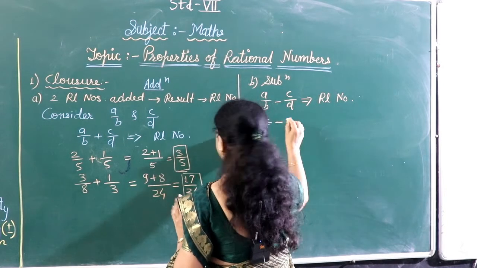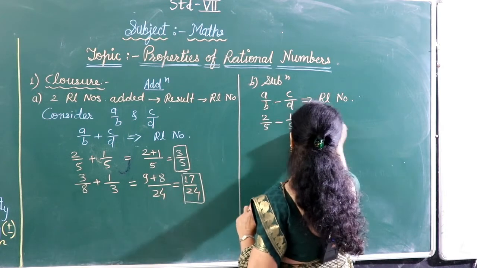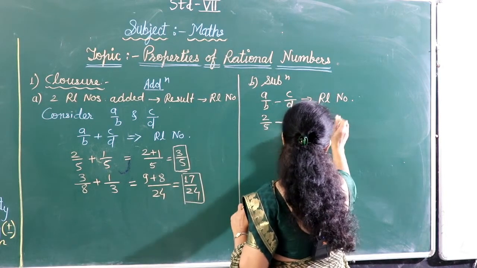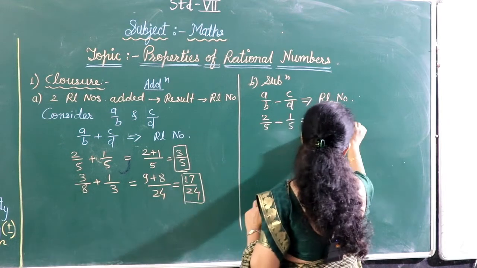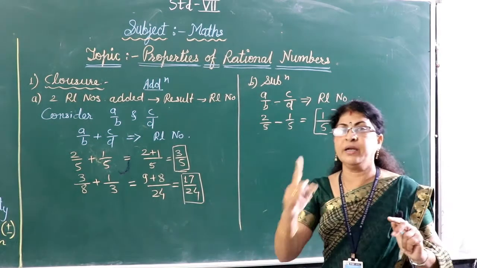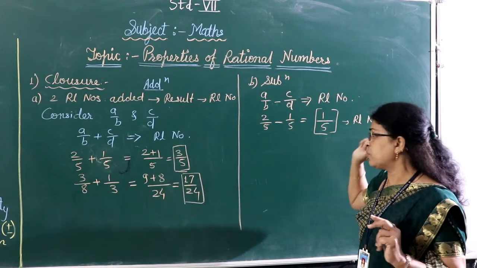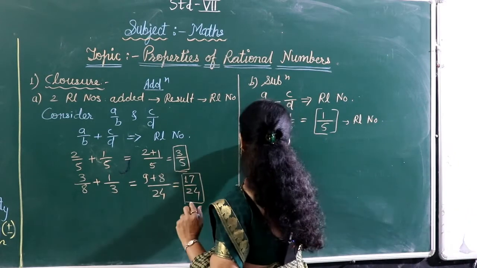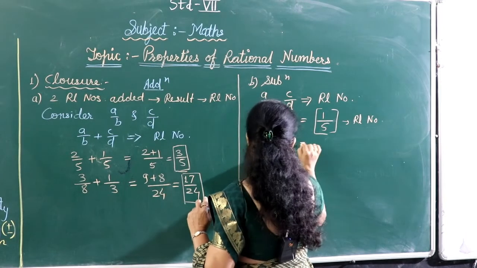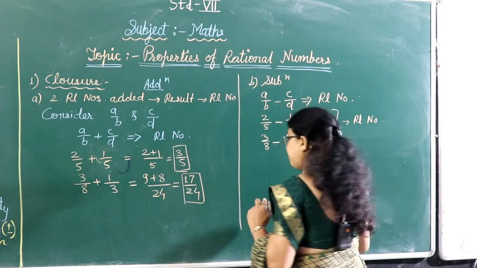2 upon 5 minus 1 upon 5. What answer are you getting? As the denominator is the same, write it once, and 2 minus 1 is 1 upon 5. Yes, this is a rational number. It means we can say that subtraction of rational numbers is closed. We can apply it for the second example also: 3 by 8 minus 1 upon 3. Here also the same method will come. The product, LCM 24, right?